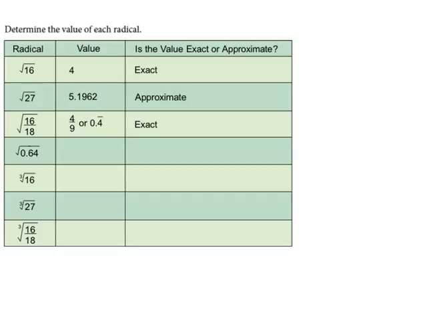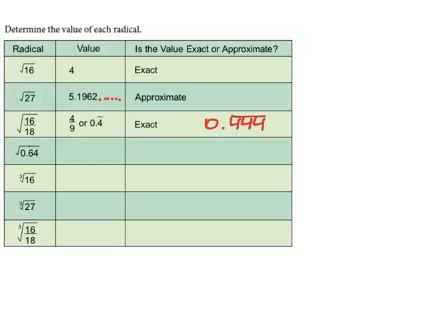What about radical 27? The value is 5.1962, and the numbers keep going, and that's why we call this an approximation. How about root 16 over 81? Now the value is 4/9, and that is an exact value, even though on your calculator it will look like a repeating decimal. Whenever we have repeating values, we'll always refer to it as an exact value.